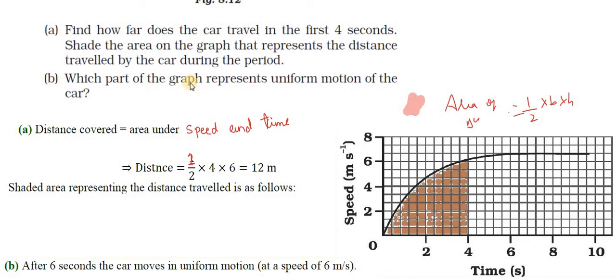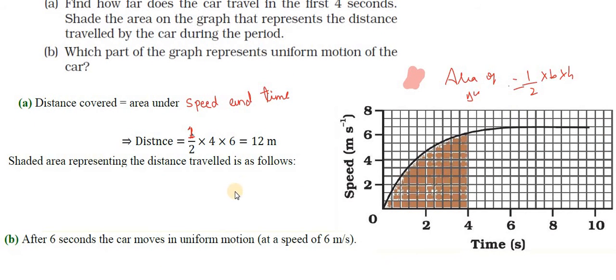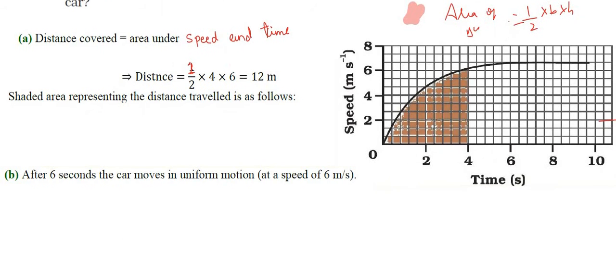Now, which part of the graph represents uniform motion of the car? Uniform motion means the object must be traveling in a straight line. You may see here that it is traveling in a straight line from around the sixth second, at the speed of 6 meters per second. So this object is traveling in uniform motion. After 6 seconds, the car moves in uniform motion at the speed of 6 meters per second. I hope all of you understood this.